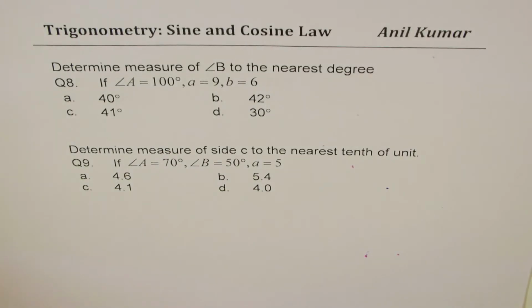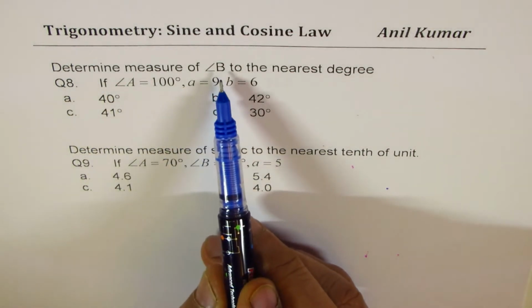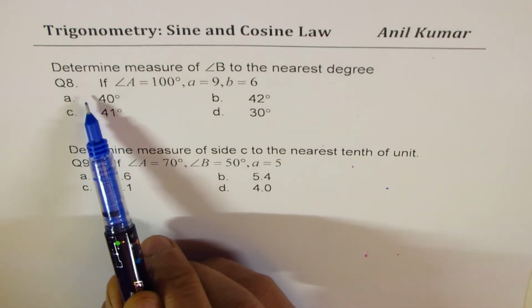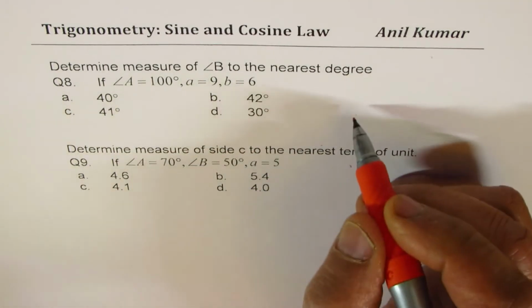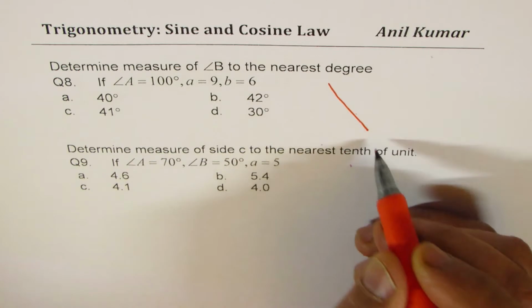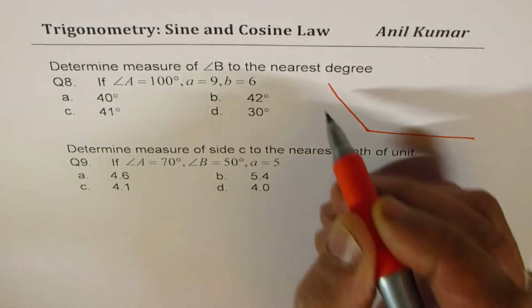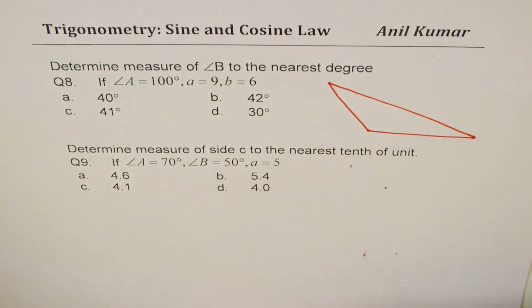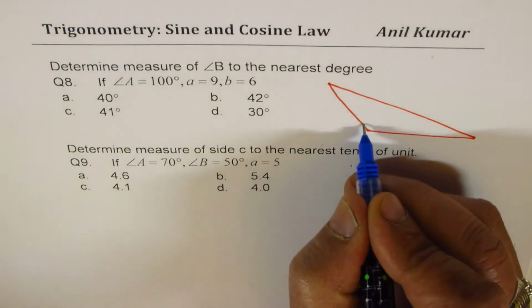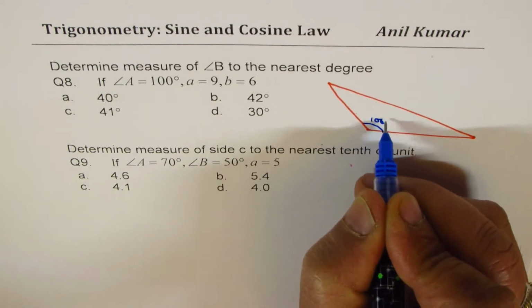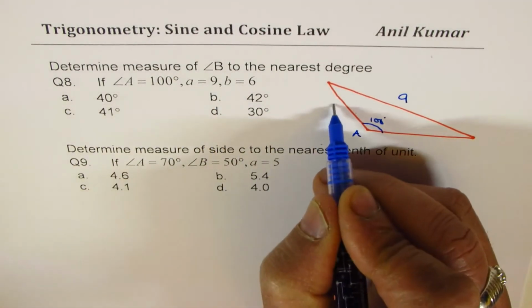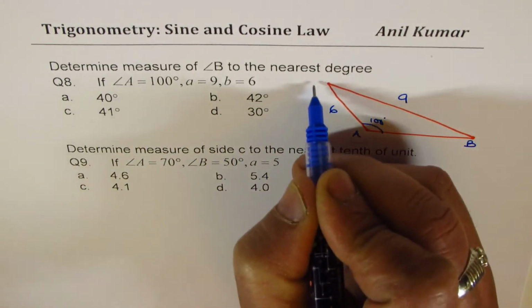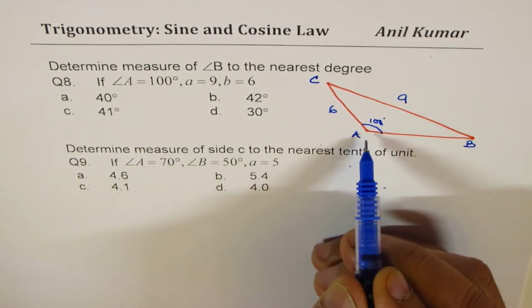Now let's go to question number 8, which is determine measure of angle B to the nearest degree. So now we will solve the triangles. We are given obtuse angle. Okay, so we have given obtuse angle A. So let's just sketch a triangle now. A is 100 degrees. Side A is 9, B is 6. Let me call this point as B, and that becomes C.